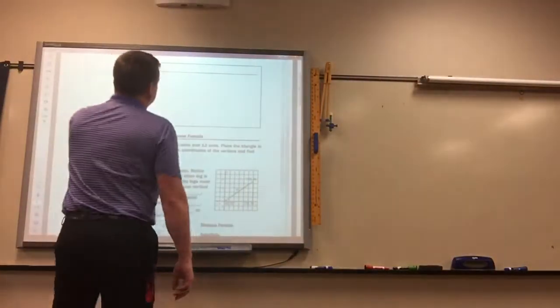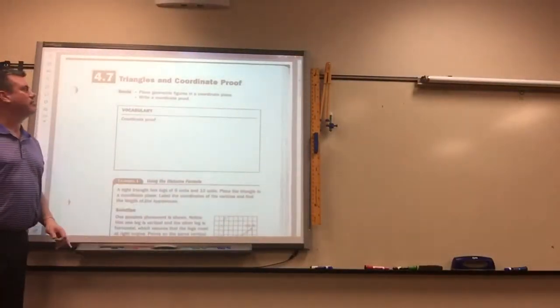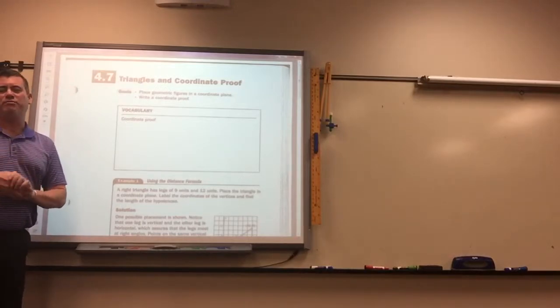So this is the last section in chapter 4. Triangles and coordinate proof. We've done this before.